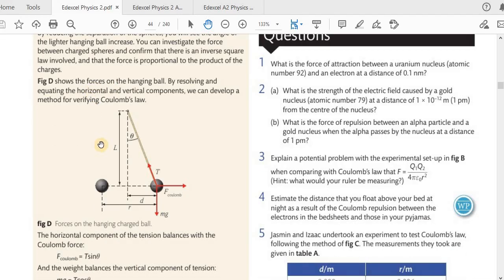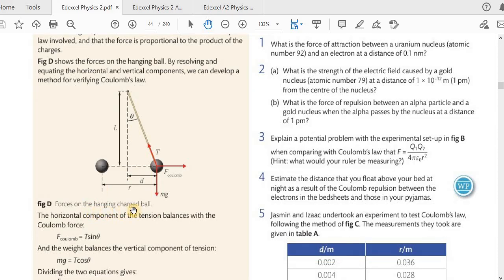Okay, so again, verifying Coulomb's law. Figure D shows the forces on the hanging ball. So here is the hanging ball. You have the tension force and then the force of repulsion from the other sphere. Then also you have the weight of the sphere. By resolving and equating the horizontal and vertical components, we can develop a method for verifying Coulomb's law.